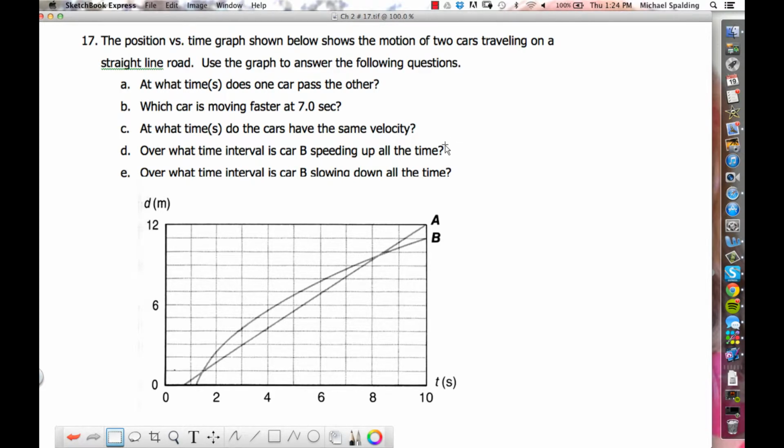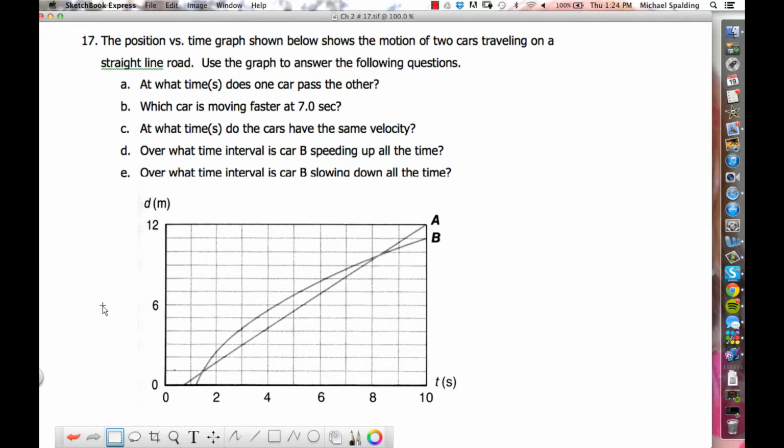Okay, so here we have a position versus time graph, and it shows the motion of two different cars traveling on a straight line road. Use the graph to answer the questions. At what times does one car pass the other car? So this is going to be when the two cars have the same position.